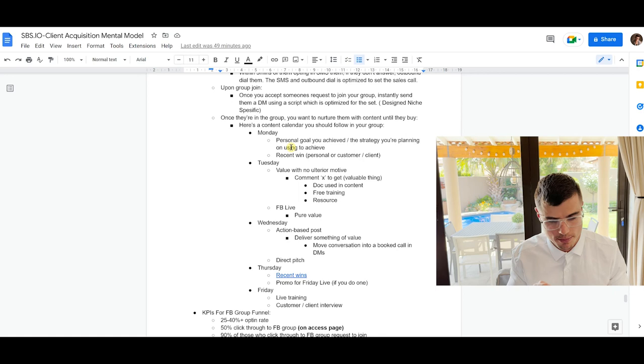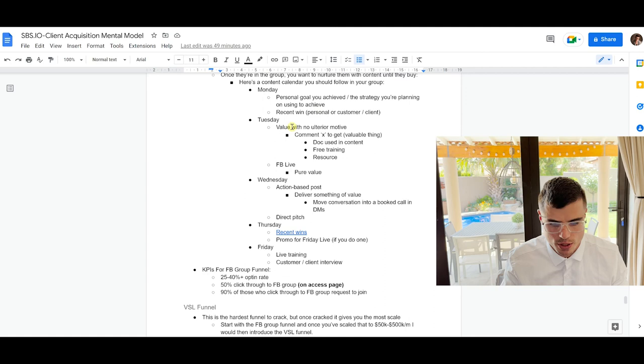Once they're in the group, you want to nurture them with your content until they buy. So here is a content calendar you should follow in your groups. You have Monday, Tuesday, Wednesday, Thursday, and Friday. Monday, you want a personal goal you achieve, a strategy that you're planning or something that you're using, so recent wins with a personal customer or client.